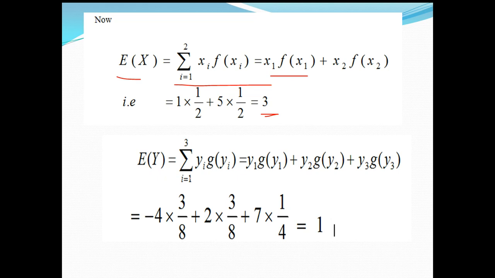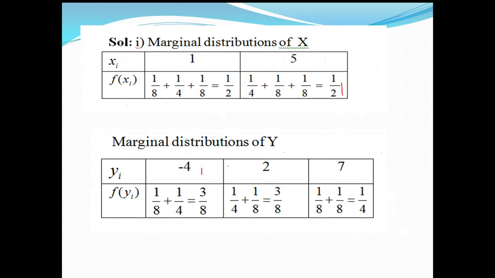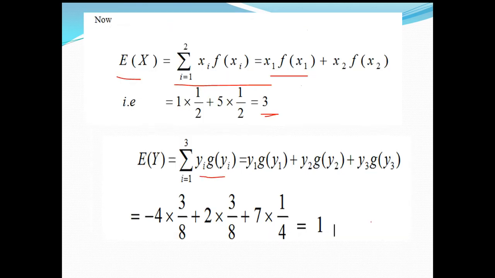Now move on to the expectation of y, that is, the expectation of the y distribution. The formula is summation, i takes the values 1 to 3, yi into g of yi. On expanding the formula, y1 g of y1 plus y2 g of y2 plus y3 g of y3. Substituting the values from the previous table, this is y1, y2, y3, and this is g of y1, g of y2, g of y3. Adding these values, we get E of y is equal to 1.